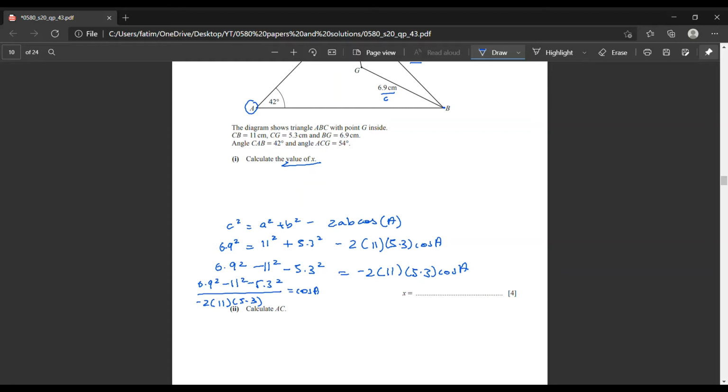Okay, and that's cos A is equal to 0.87. Therefore, A should be equal to cos inverse of 0.87. Sorry, this isn't supposed to be there. So cos inverse of that is 29.5 degrees. So that's our answer. I'm just going to clear this part so that I have space to do the next part.